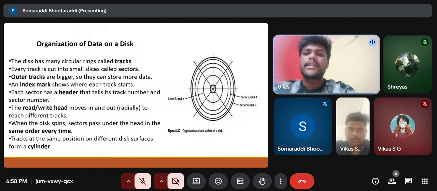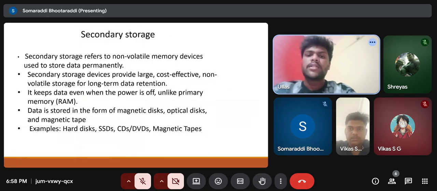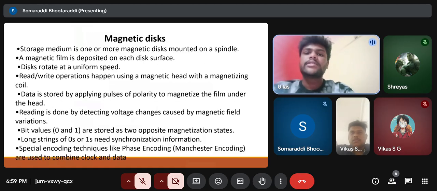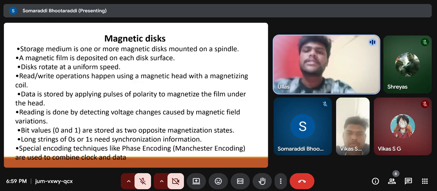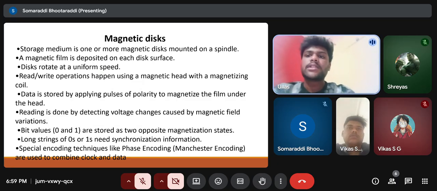During writing, electrical pulses are applied to magnetize the disk, and data is stored by changing the polarity of magnetization. 0 and 1 bits are stored as two opposite magnetic states. During reading, the head detects voltage changes, and these voltage changes occur due to magnetic field variations.